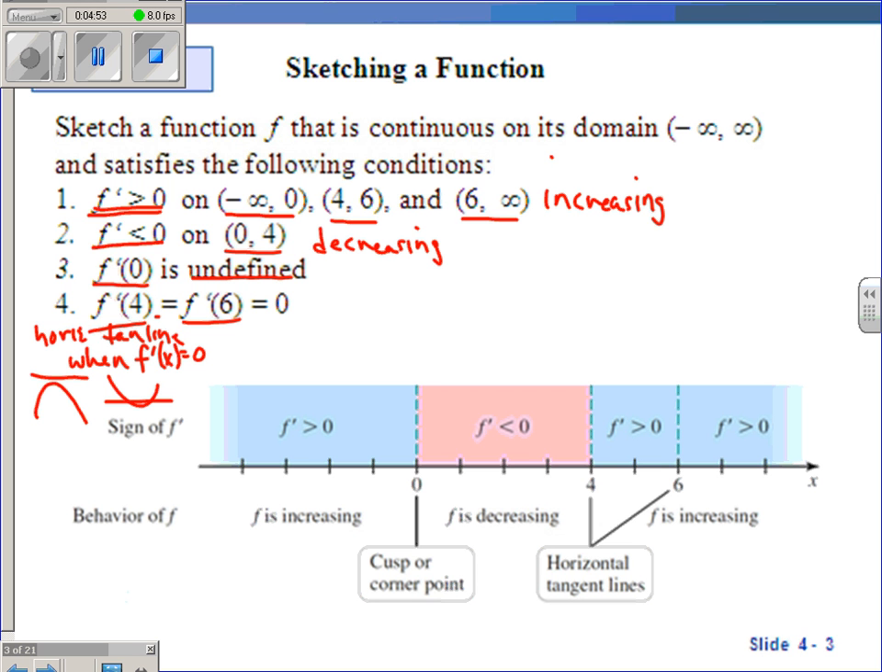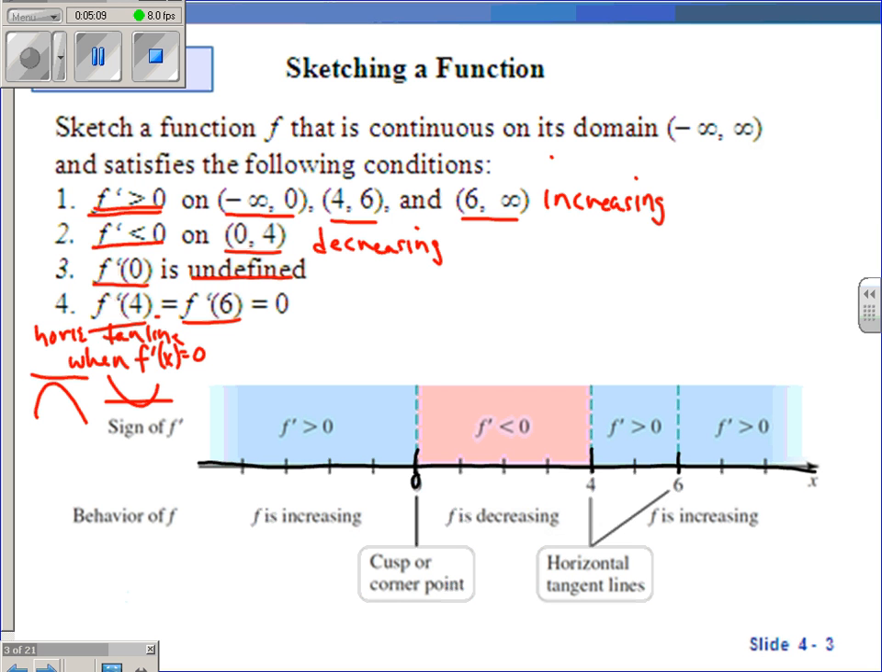Okay, so now let's look at it. Draw your number line, label those intervals. Okay, we have the interval from minus infinity to 0. Here's 0. We have it from 4 to 6, so we're going to place 4 and 6 on our number line.